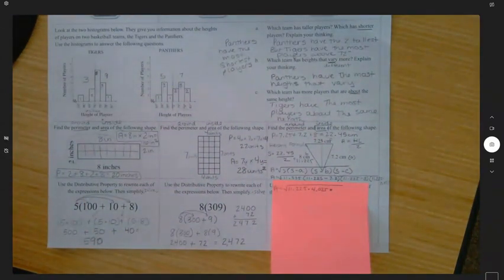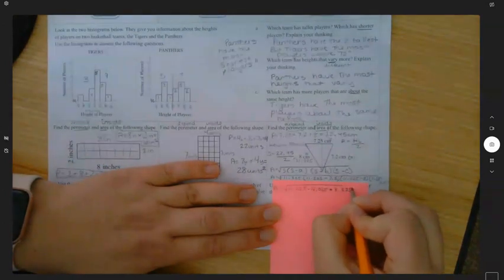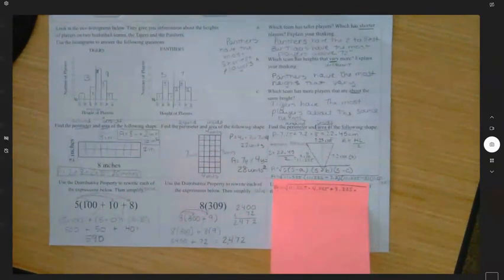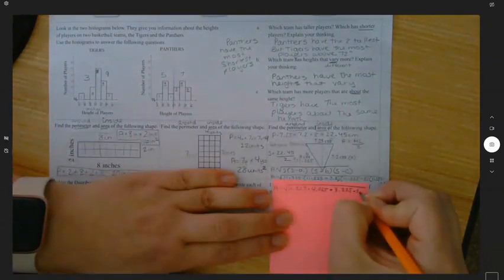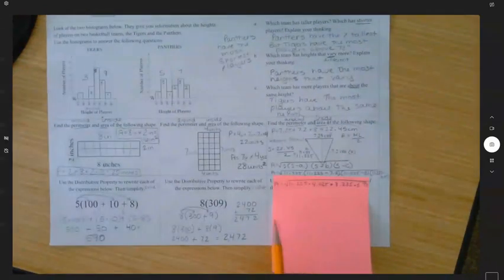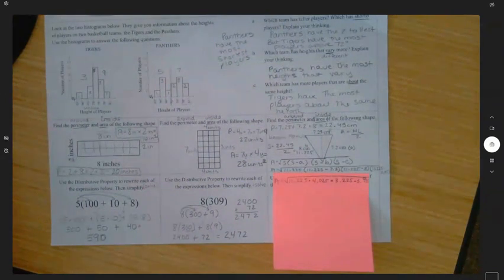minus 8, which gives us 3.225. And then finally, our last one is that 11.225 minus our last side, which is 7.25, which gives us 3.975. All right, then we would just go through and multiply all of these together, which actually I'm going to use a calculator for.